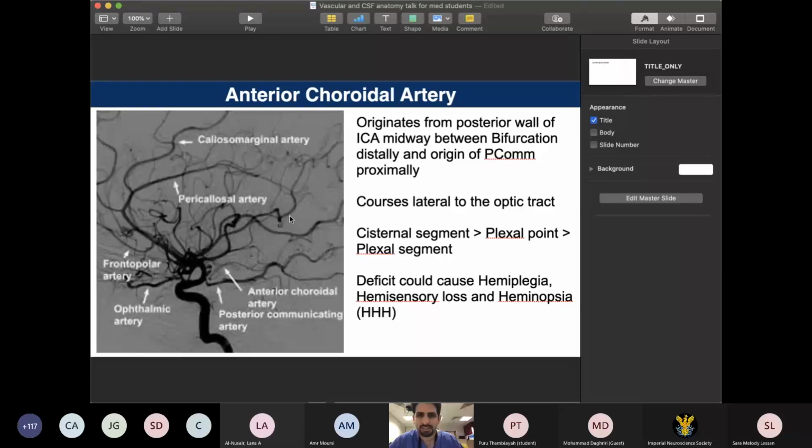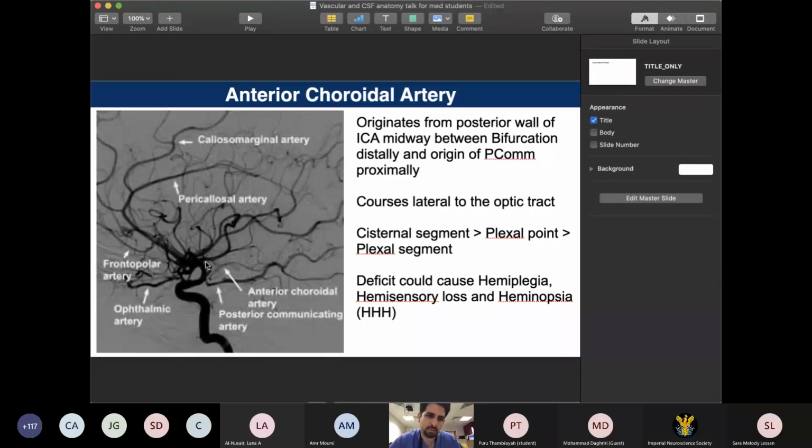A little bit about the anterior choroidal artery, because it's an artery that, to be honest, I had never heard of as a medical student, but it packs quite a punch. It's one of the smaller terminal ICA arteries, but because, as you saw earlier, it travels with the optic tract, taking it can cause homonymous hemianopia. It also supplies parts of the internal capsule, leading to hemiplegia and hemisensory loss. So taking this can cause quite a problem.